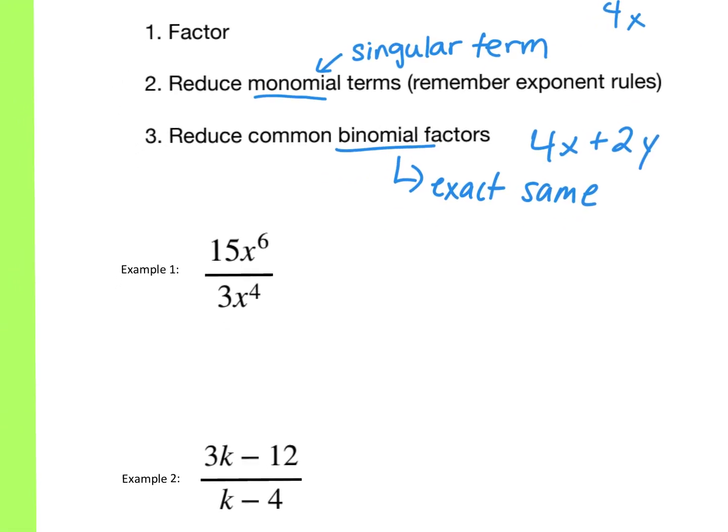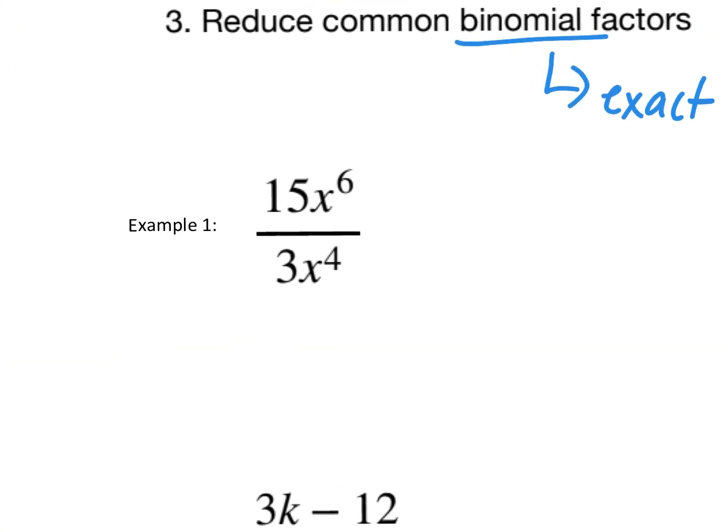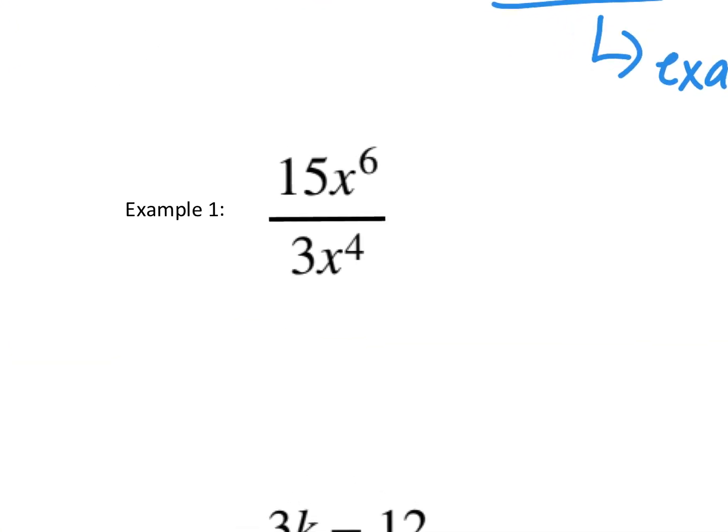Okay, so we're going to start off by looking at example 1. If I look at the top of this fraction, how many terms do I have? 1. So we call that a monomial term. I have one term. What about the bottom? Also 1. Perfect. So when we have these monomial terms, we treat them just like simplifying any regular fraction.